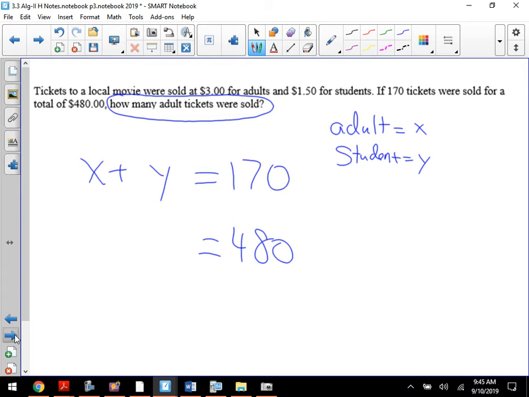Well, in the second equation, they're talking about price. So what do you have to do with the prices and the tickets? What is it? 3x and? Or $1.50 times the y, right? Because you're dealing with the price. $3 per ticket plus $1.50 per ticket.